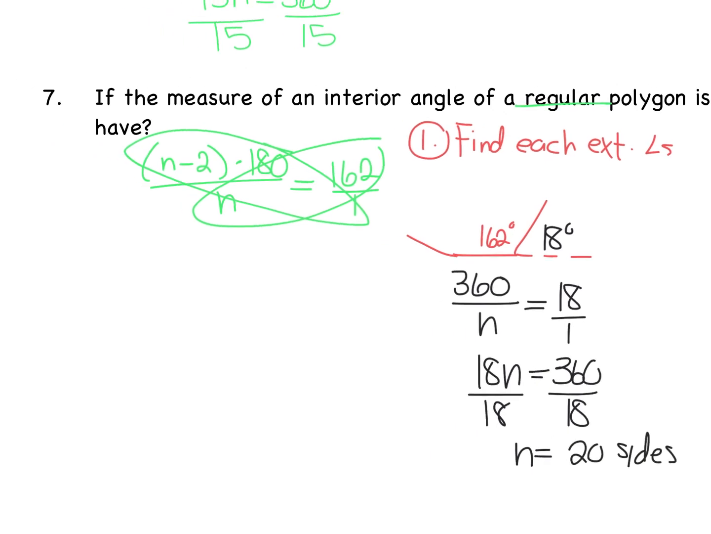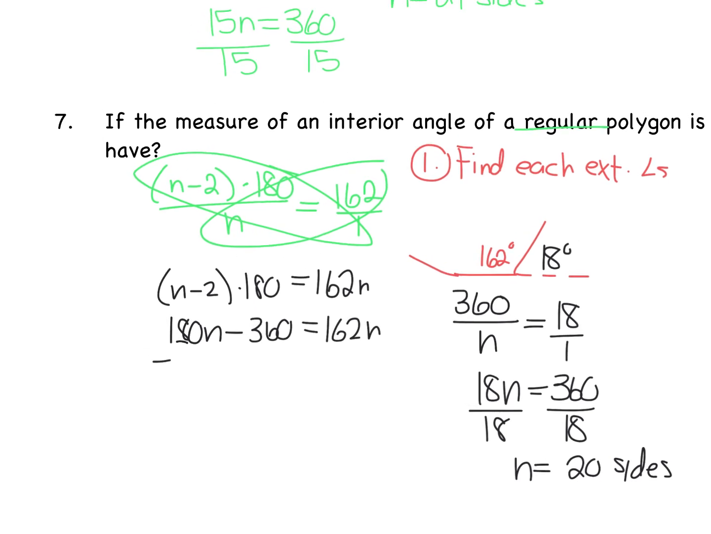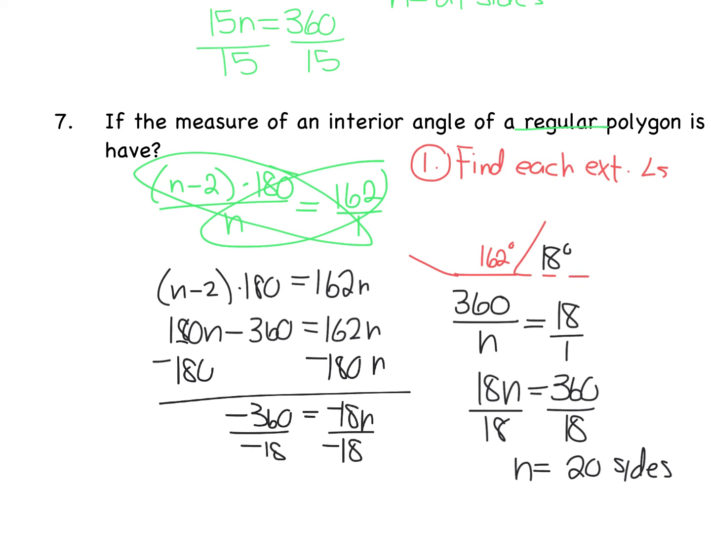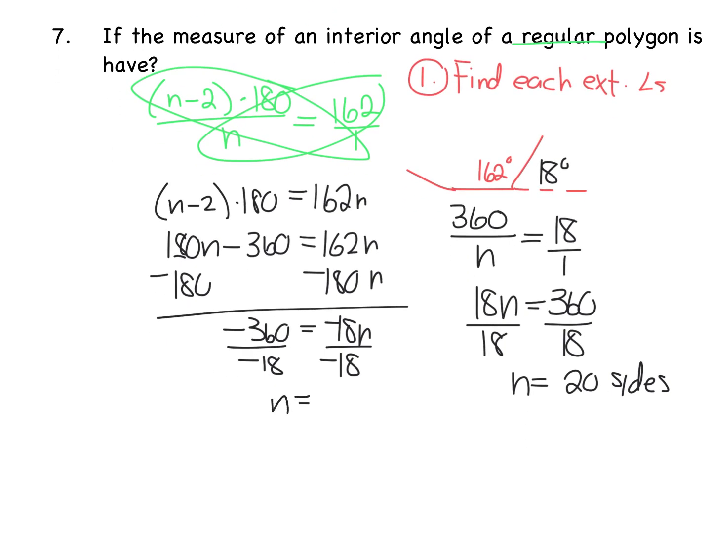If I did it the long way, this would be n minus 2 times 180 equals 162n. I would have to distribute here. 180n minus 360 equals 162n. Subtract 180n from both sides. Notice what I get. Negative 360 equals negative 18n, and I'm still dividing 360 by 18. They're both negative, so it is going to be positive, and it equals 20. So either way you want to do it is totally fine. I'm always going to find the exterior angle just because it's less work, less places where I could make a mistake. So I will always do it that way.